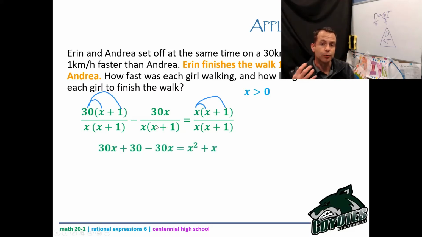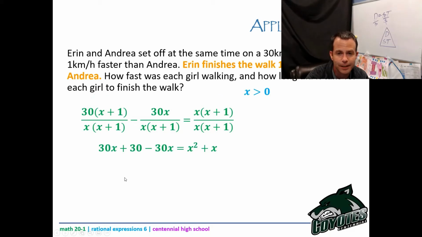I then also pulled my numerators out because I had common denominators now, okay? So now 30x minus 30x is gone. So on the left side, I'm just going to have that 30 equals x squared plus x. I got a cute little quadratic to solve now.